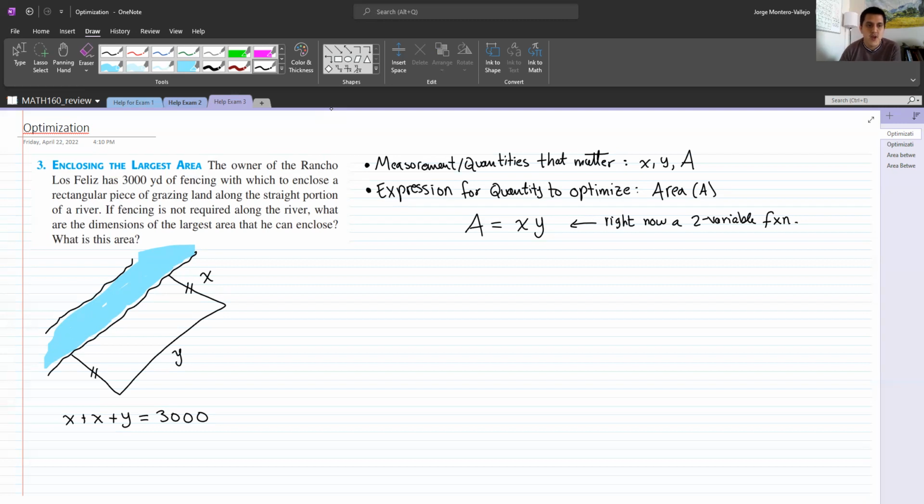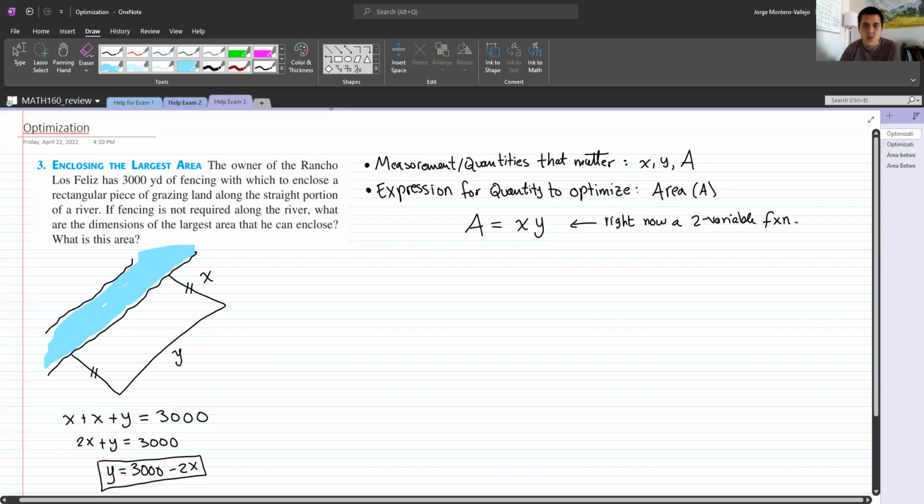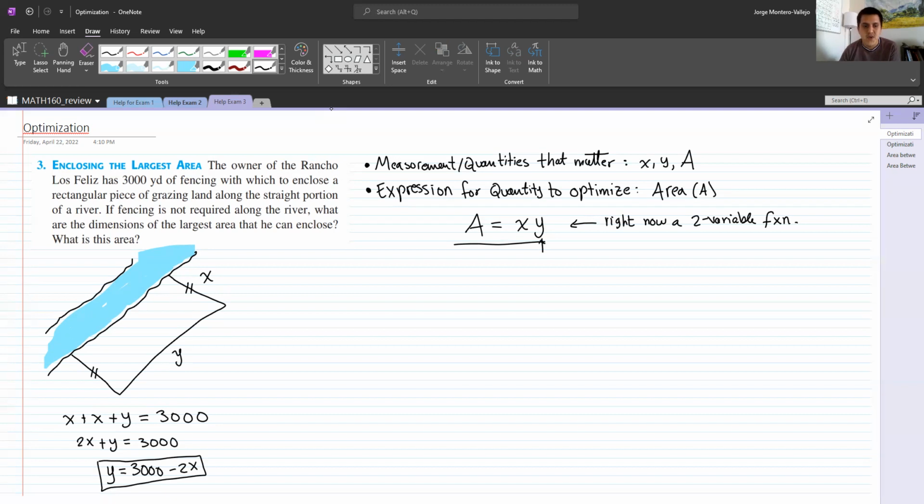We know that we don't have to include this side over here, so that's why I'm not adding Y twice. I'm adding it once only, and then 2X. So 2X plus Y is equal to 3,000. Now you see that you can solve for Y, and that will give you 3,000 minus 2X. And this is what we want, because then this allows us to come back to this formula and replace this Y with the expression here, so that the expression for area depends only on X. So that's one way of doing it.